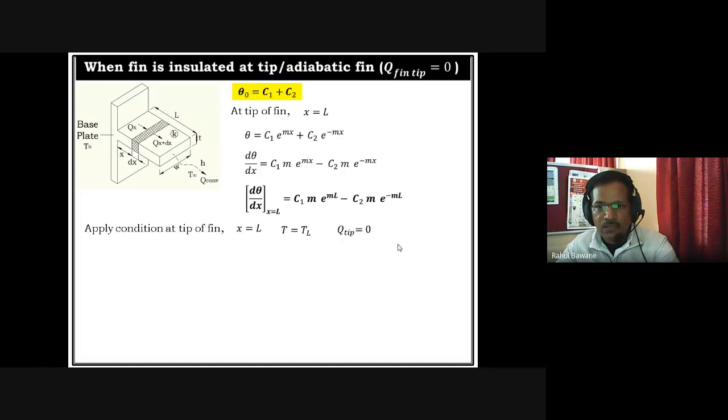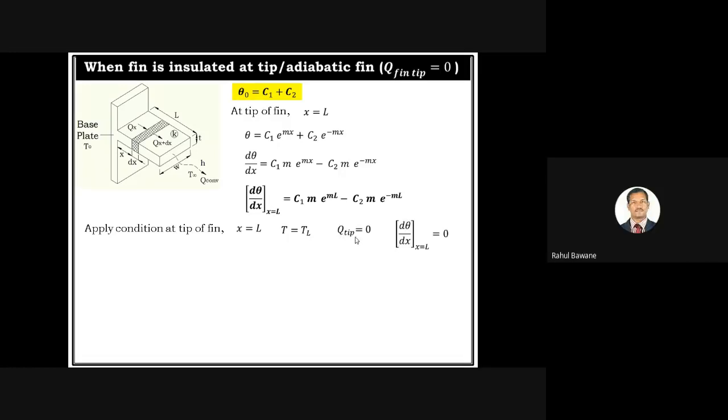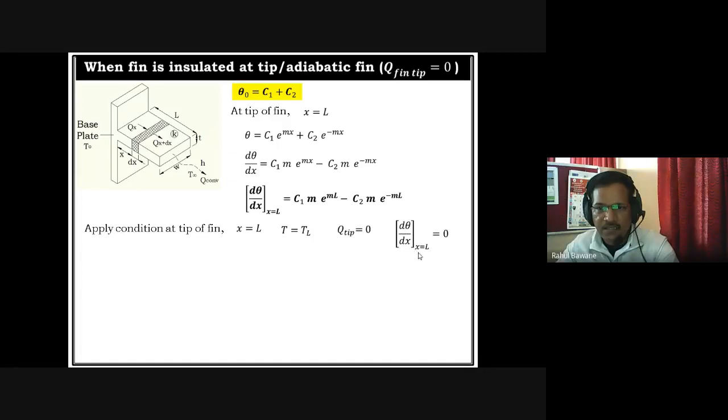That means when heat is zero, it must satisfy the maximum temperature condition, and here we are talking about maximum excess temperature. So when Q at the tip is zero, that means it is satisfying the maximum excess temperature condition, and that is d theta by dx at x equals L is zero. So this is the maximum excess temperature condition. So at the tip we have all these parameters.